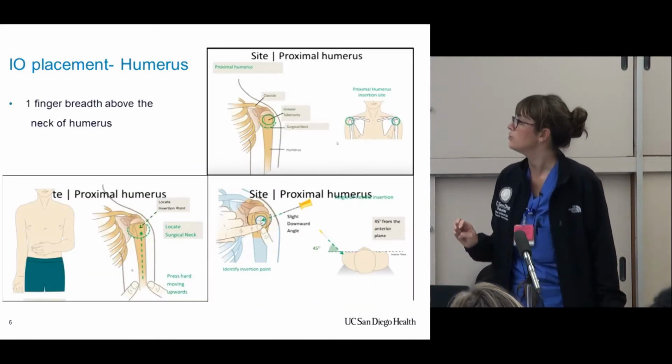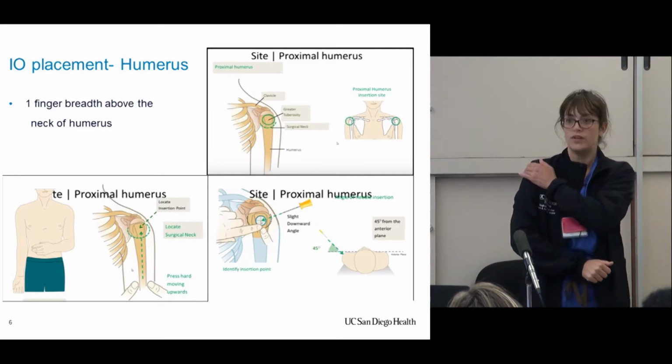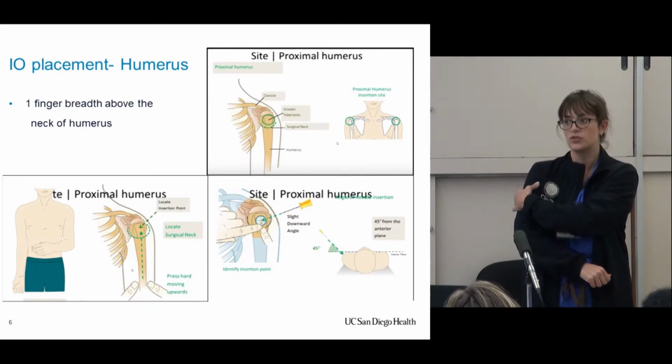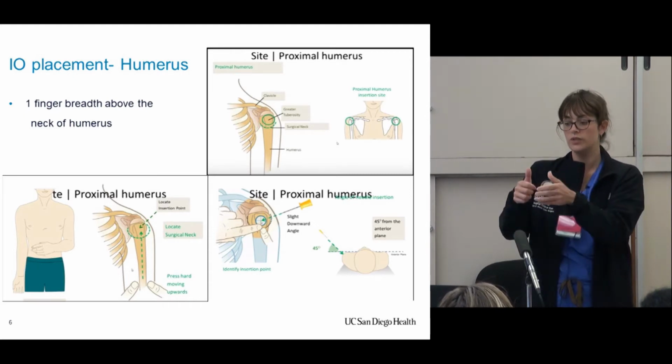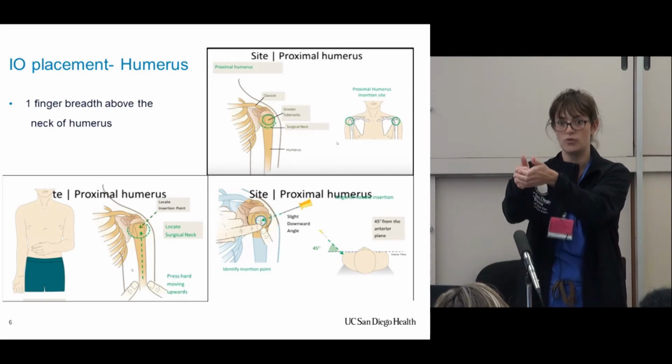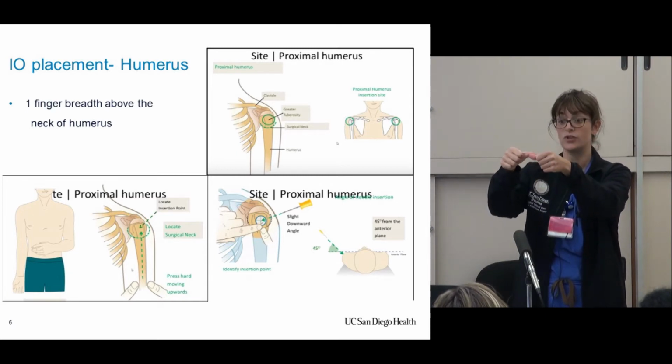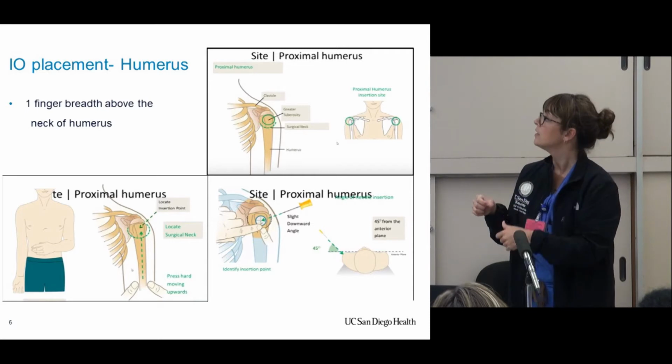Okay. So for the humerus, you're 1 finger breadth above the surgical neck. So the surgical neck is just the narrow point on the humerus. You literally can sort of march your way up. You sort of walk your way up until you hit the point where it starts to get wide, and then you're going to go 1 finger breadth above that.